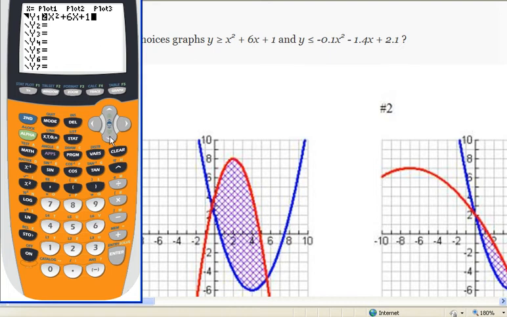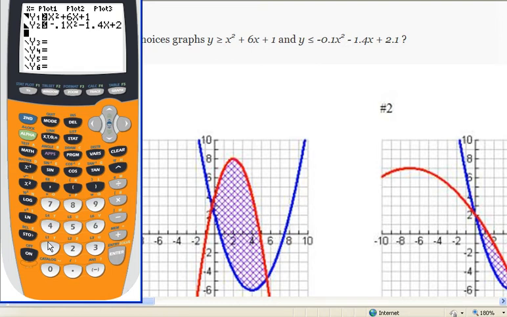Then y is less than or equal to. I have to highlight the equal sign, alpha, less than or equal to negative 0.1 x squared minus 1.4 x plus 2.1. Okay, now what? Graph it. How do I graph it? Probably Zoom 6 might be better.